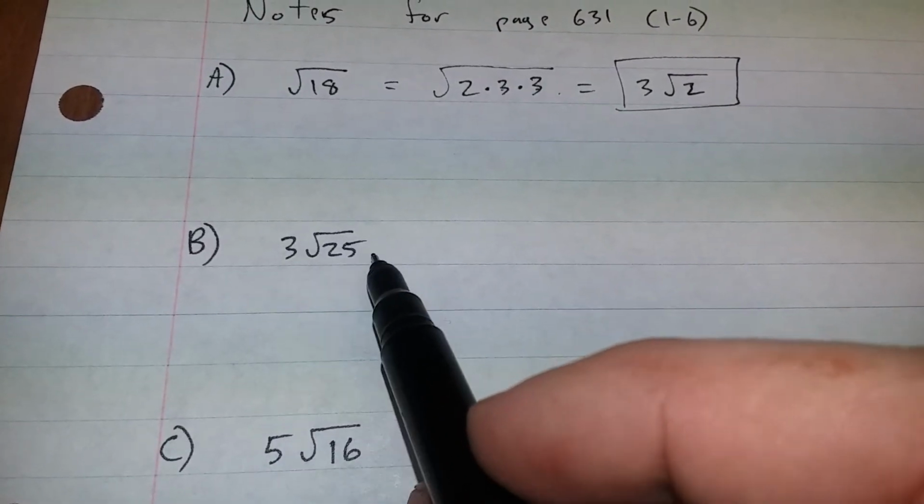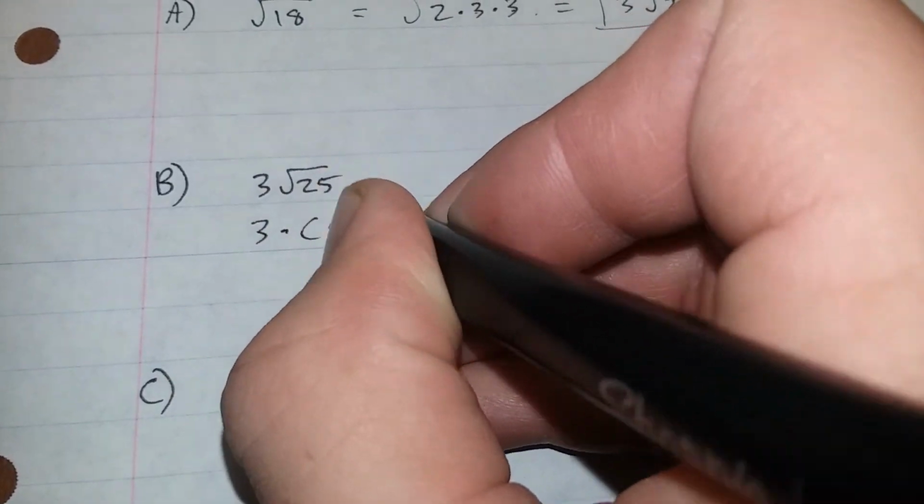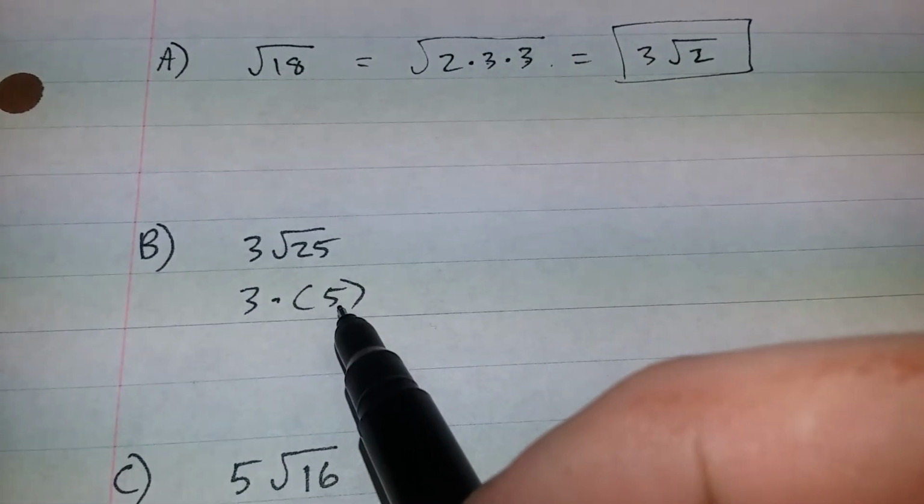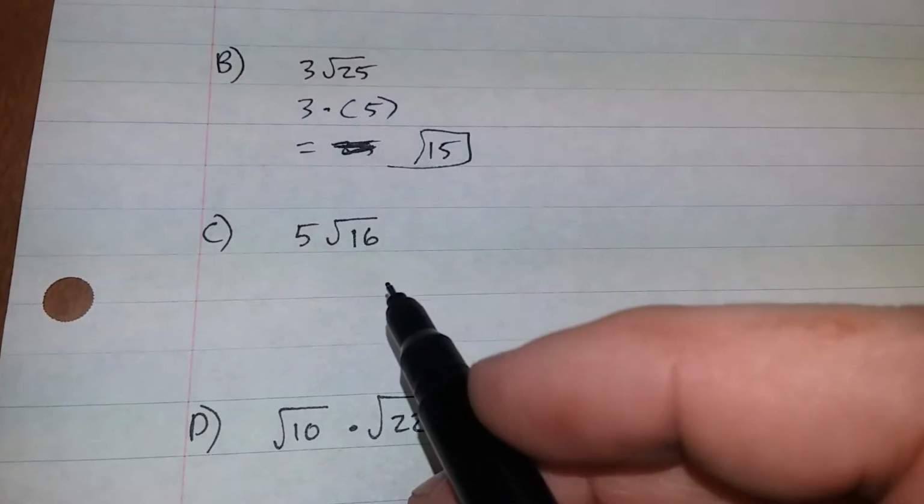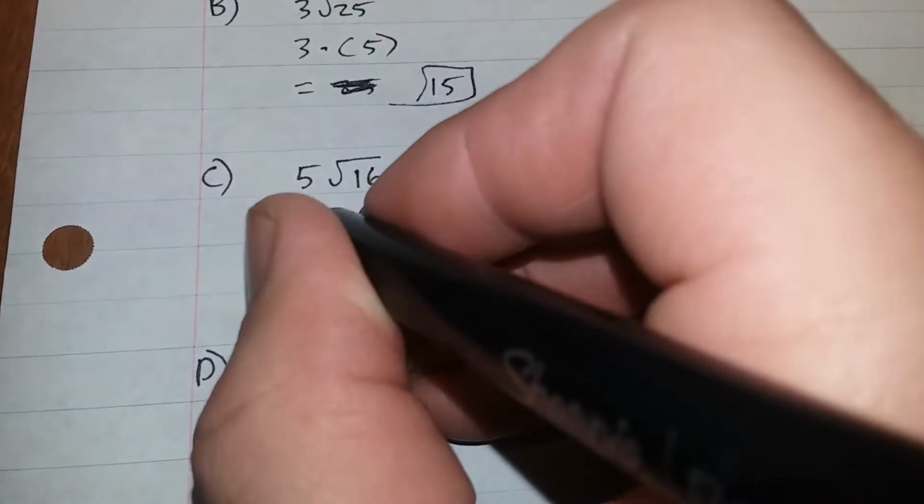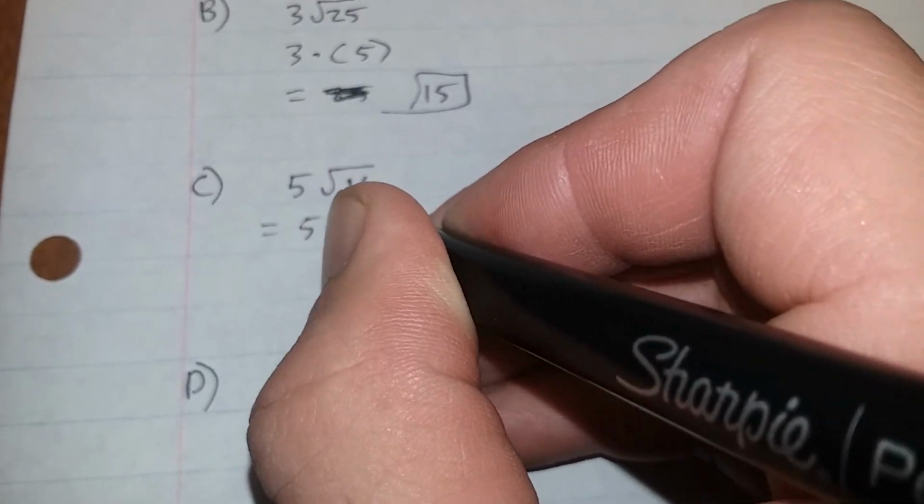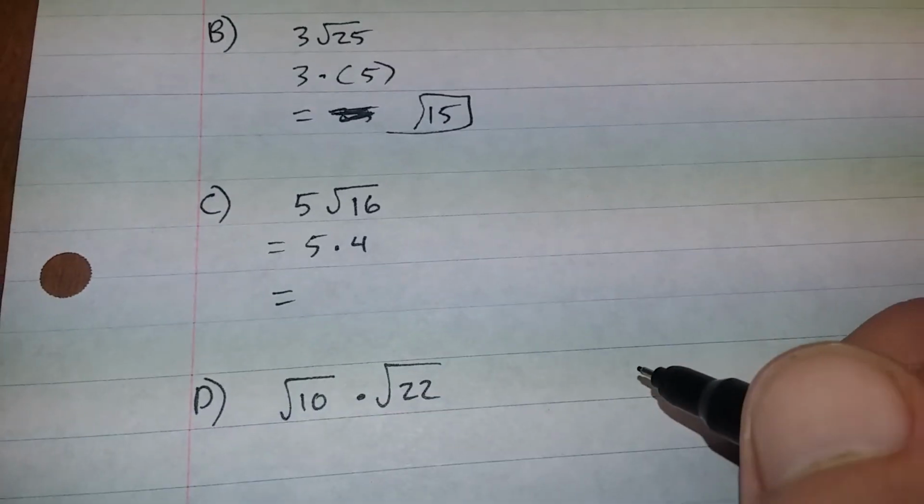Okay, 3 times the square root of 25. That is the same thing as 3 times 5. The square root of 25 is 5. 3 times 5 is 15. Next, 5 times the square root of 16. Okay, the square root of 16 is 4. That is the same thing as 5 times 4. 5 times 4 is 20.